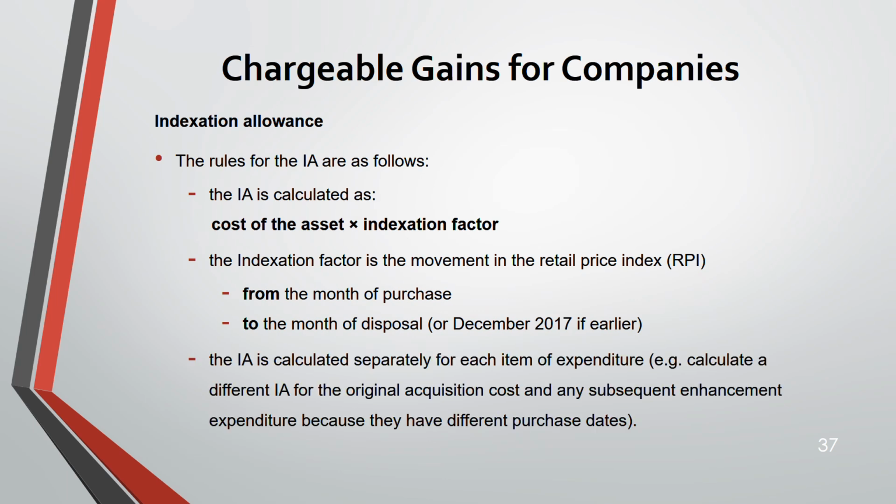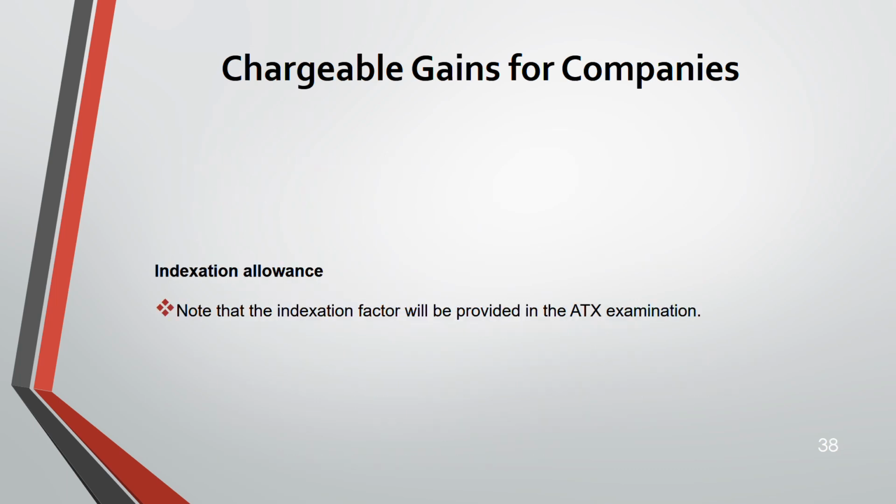Remember, for each expenditure, IA is calculated separately. You might have three expenditures; all three will have three separate IAs. So you will calculate a different IA for the original acquisition cost and any subsequent enhancement expenditure because they have different purchase dates. See, your acquisition cost, and later if you have any cost to enhance your asset, the IA will be different because the purchase dates of the two costs are different. Remember, you cannot use indexation allowance to create or increase your capital loss. Now, the indexation factor will be given to you in your ATX exam, so do not worry about the factor.